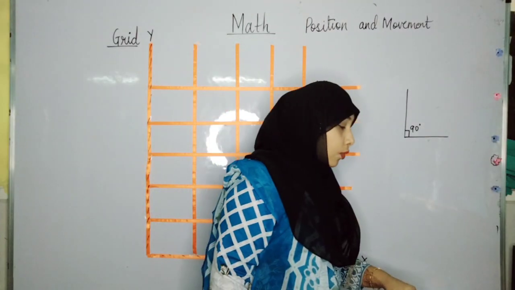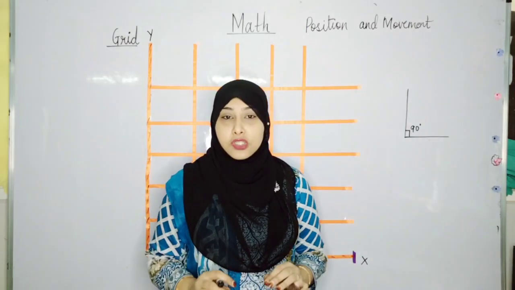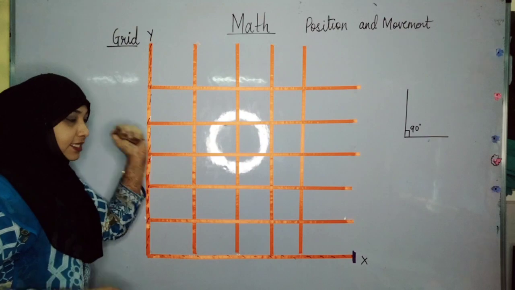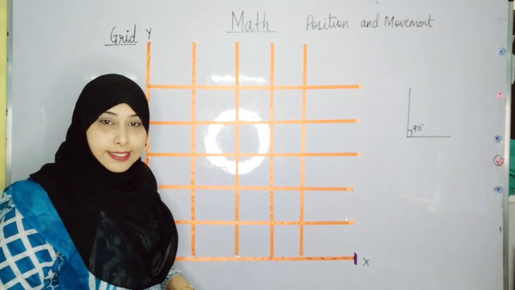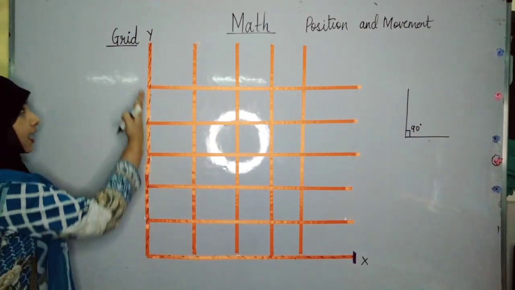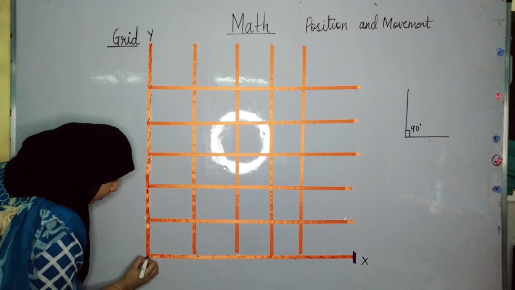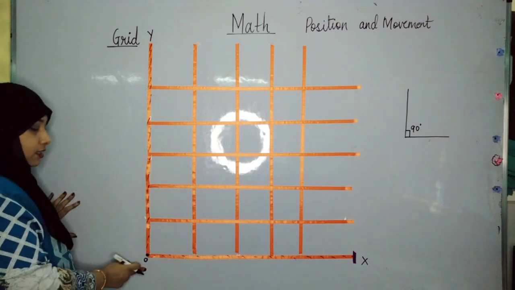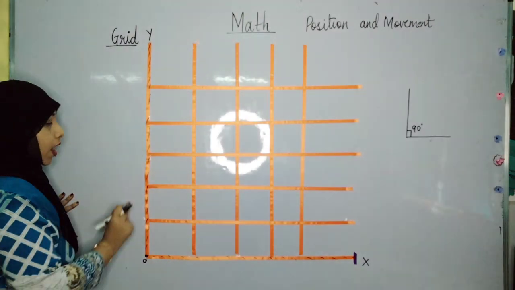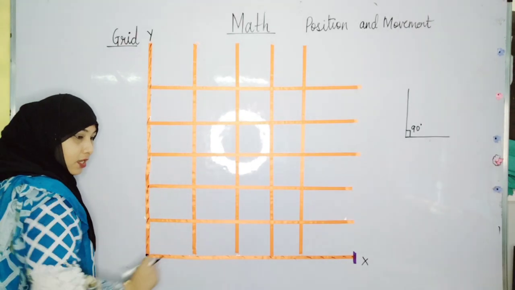Now today we are going to learn how to identify the position of the given objects with the help of the y-axis and the x-axis. Okay? The point where the x-axis and the y-axis meets is here. Okay, it is here, and this is a 0. It is called a 0. The point where y-axis and x-axis meet is called a 0.